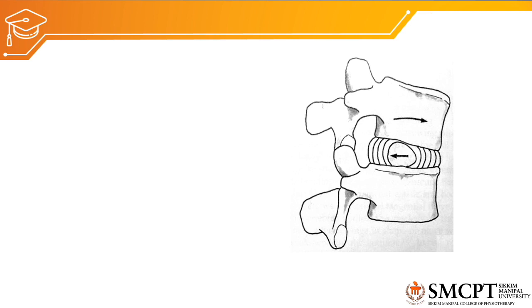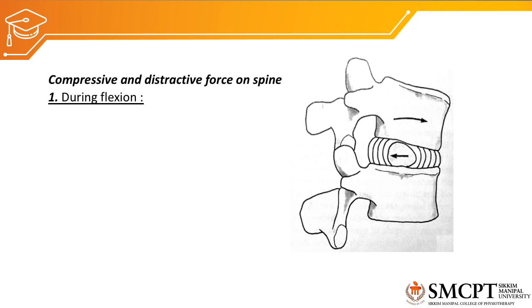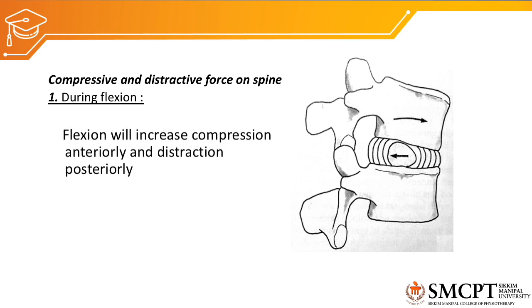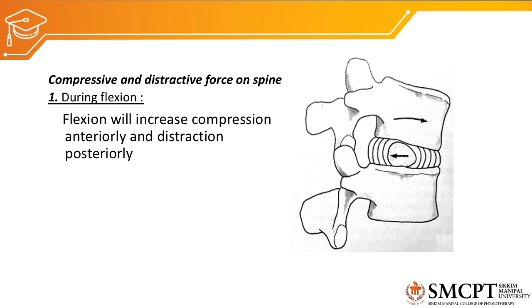We know there is a pre-existing compressive load during standing and sitting. Now further compressive load will increase when we tend to bend forward. So which part of the lumbar vertebral spine will experience an increase in compressive load? Flexion will increase compressive load anteriorly and distractive force posteriorly. This we already know from previous vertebral spine classes.